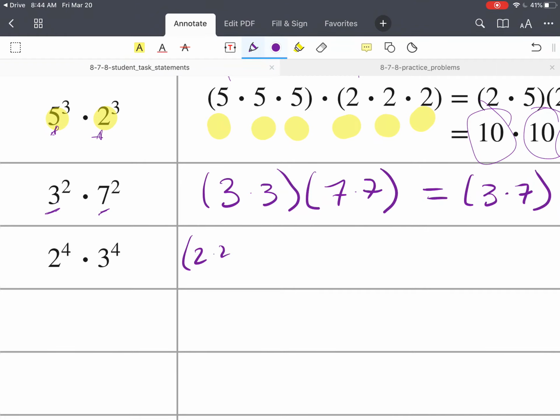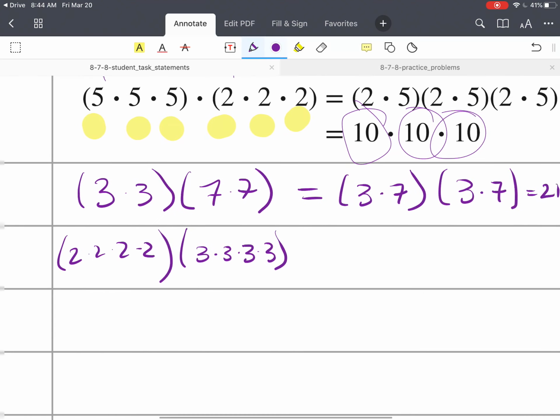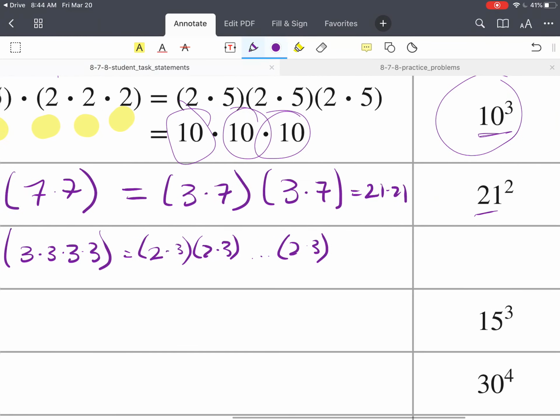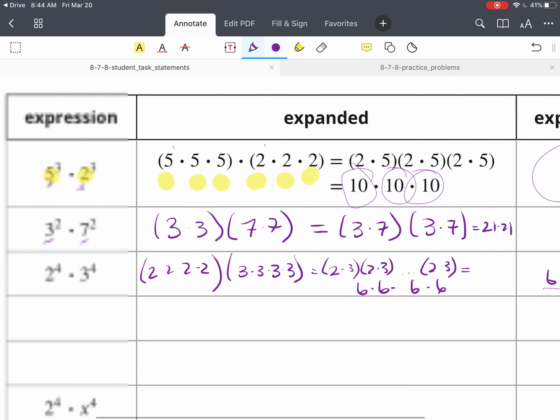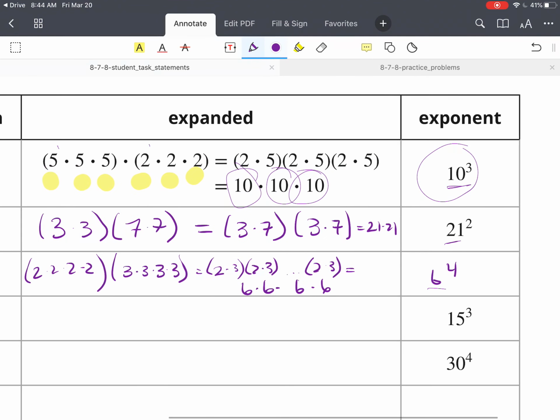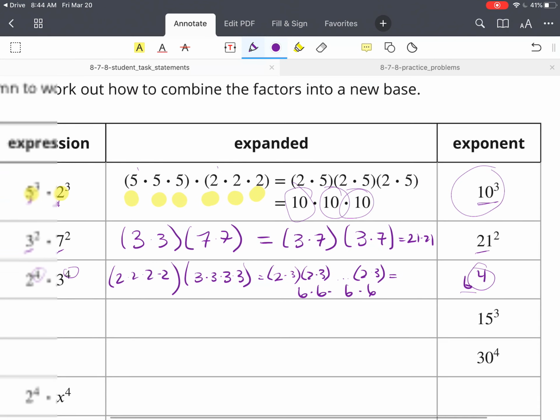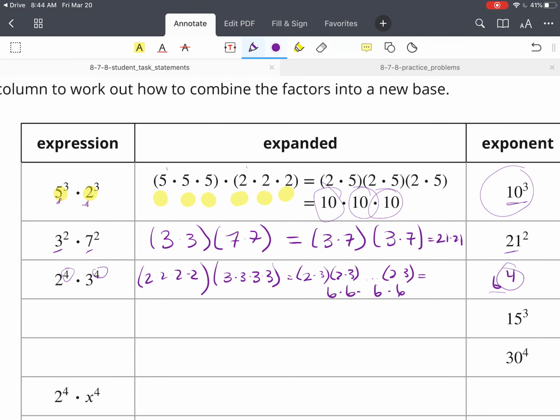All right, let's conserve the space. So we have 2 times 2 times 2 times 2, 3 times 3 times 3 times 3. So we can change the order and have 2 times 3, 2 times 3, so this is going to be 6 times 6 times 6 times 6, which is 6 to the 4th. And 2 times 3 is 6. And then there's a power of 4, power of 4, power of 4. Huh.